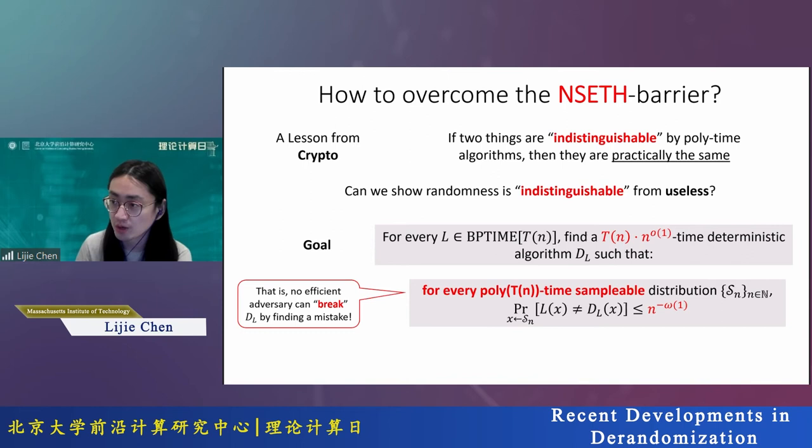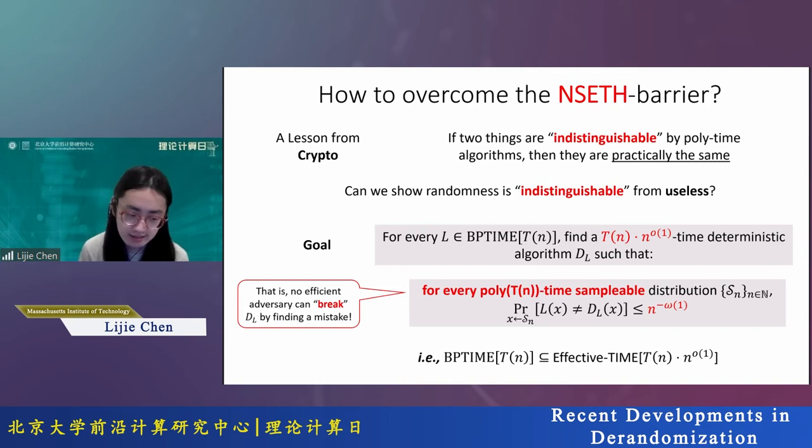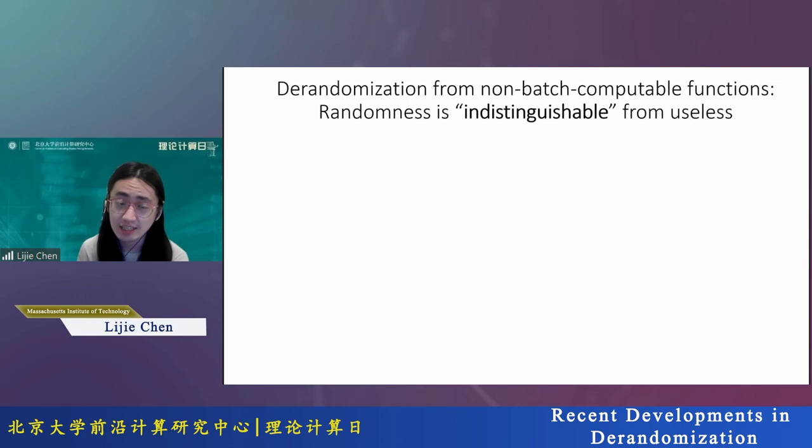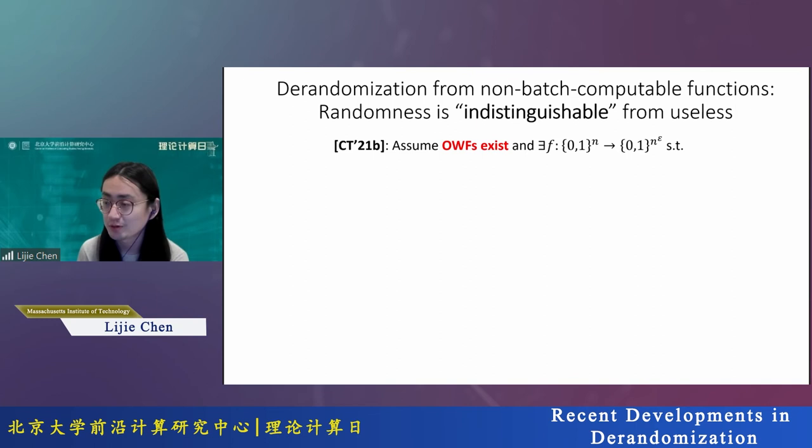So I will write it as randomized T(n) time being effective T(n) time with n^{o(1)} overhead. This is our definition of effective randomization, and it makes sense because it's very hard to find a counterexample. Of course, the question is, can we achieve such a randomization? We are able to do that with a very strong hardness assumption. But we are only starting this line of work, so we hope future work can minimize this assumption.